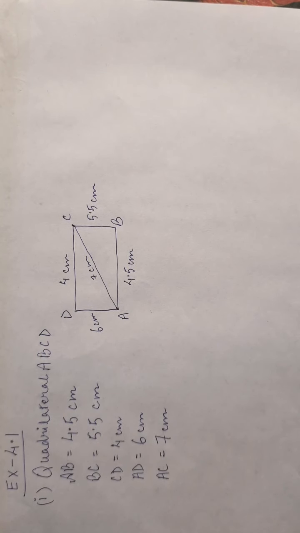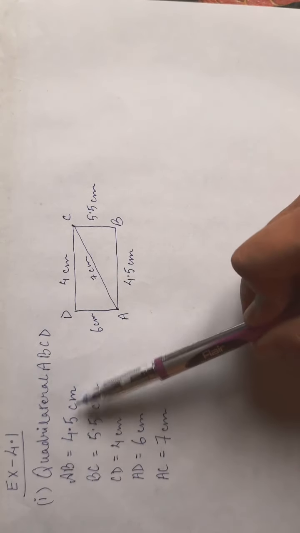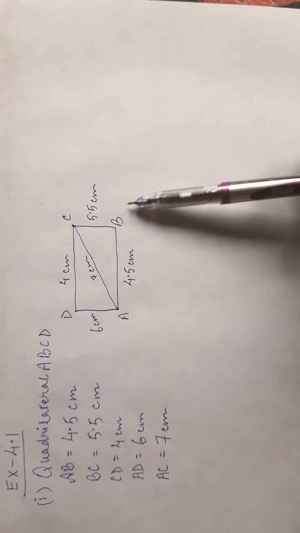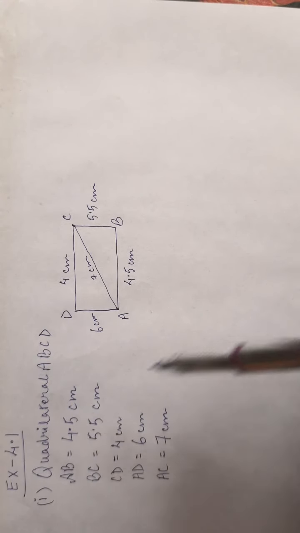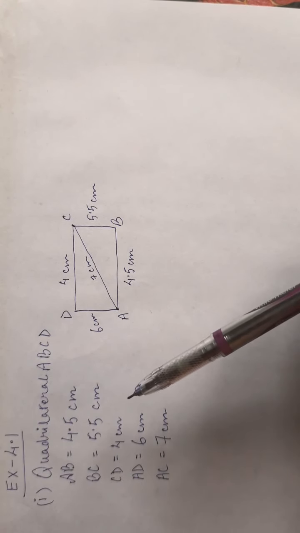Children, before we construct the quadrilateral, we will draw a rough sketch of the quadrilateral just to identify which one is the diagonal and which are the sides. Okay, so here I have drawn, you can see, quadrilateral ABCD you need to draw, right? So draw a quadrilateral ABCD. Okay, so AB is given 4.5 centimeter. BC 5.5.